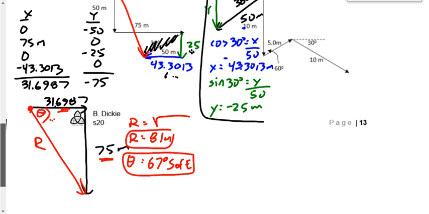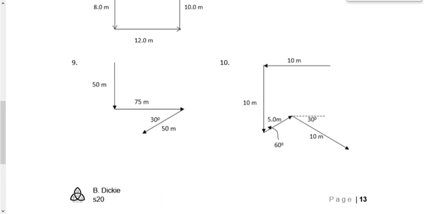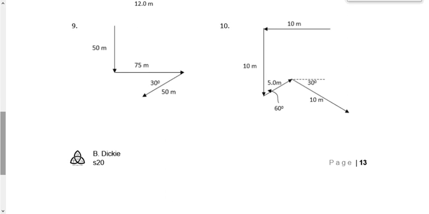And finally, the last question here, question number 10. Here we have two funny angles. I especially don't like two funny angles. We got to get rid of them both. Let's take the first one, 5 meters at 60 degrees. Let's label the x component, and let's label the y component.